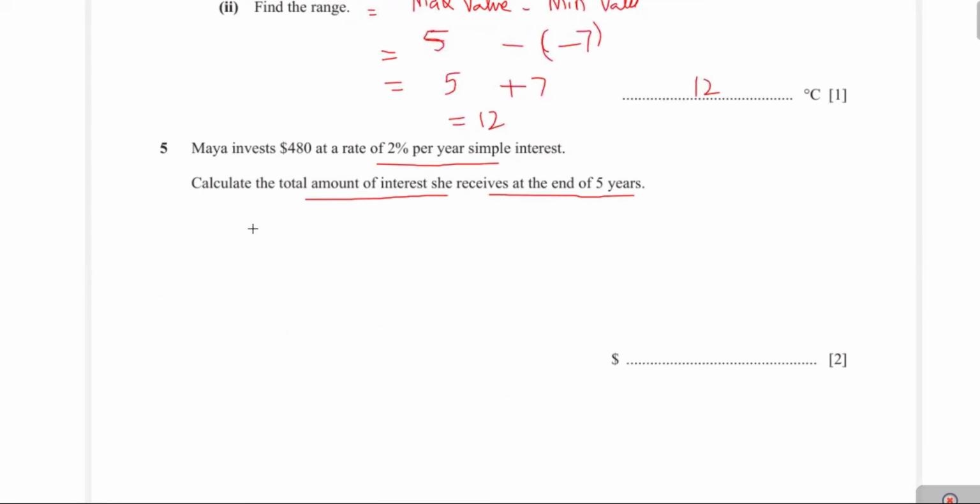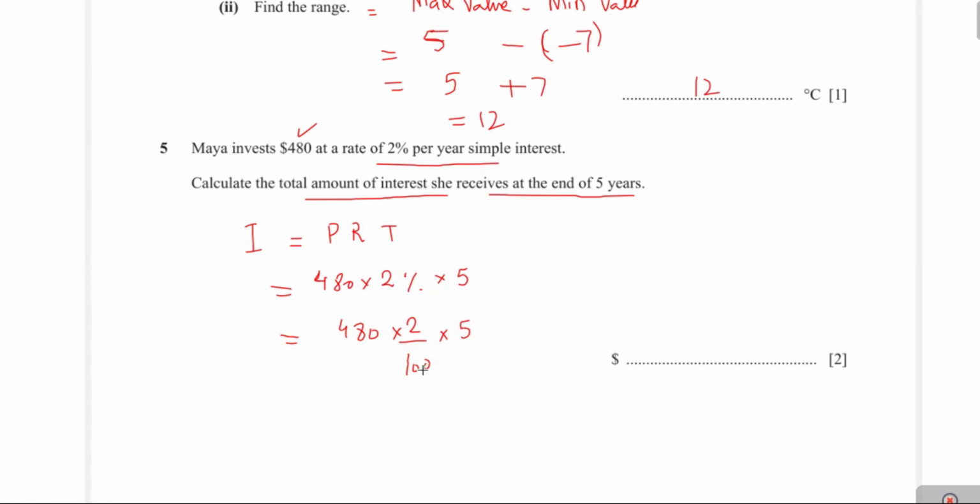Now the amount of interest will be equal to, simple interest value is PRT, and you see here P is the investment amount or principal amount, now 480, and R is the interest rate. Now we write it as 2%. Multiply T is the time, now we write 5. Now 480 multiply by 2, over 100, multiply by 5.